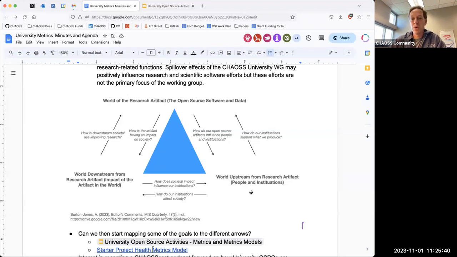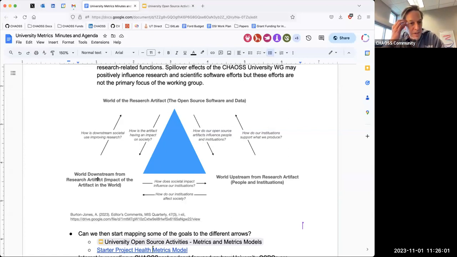How does our open source work influence people and institutions? I think this is kind of a question like you had presented, Saeed, around Helios. Like if we can have an impact with Helios, that could be an upstream impact that could subsequently cascade into the downstream that isn't just us, but to others as well.